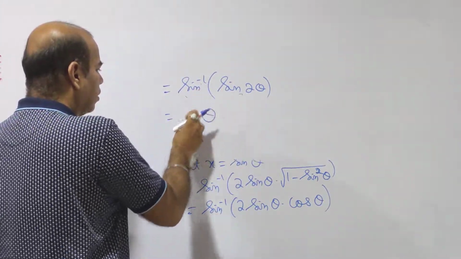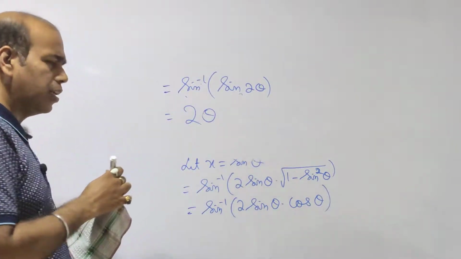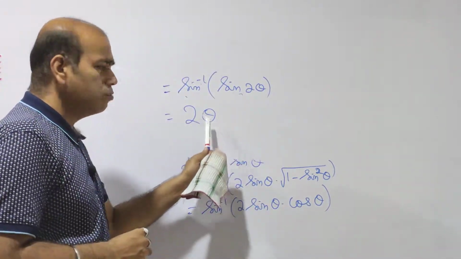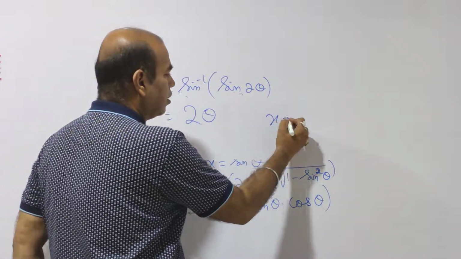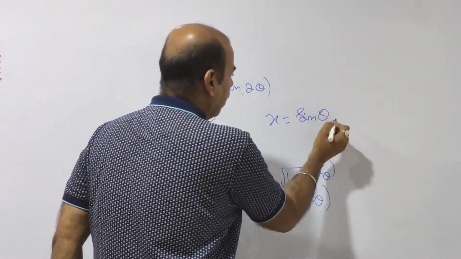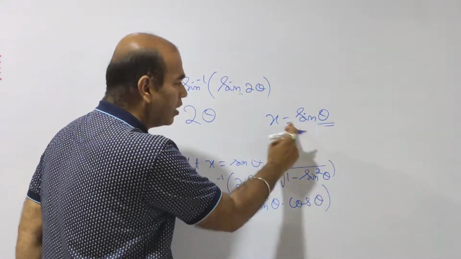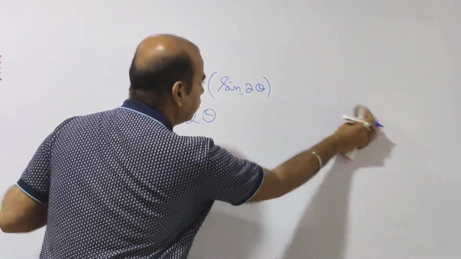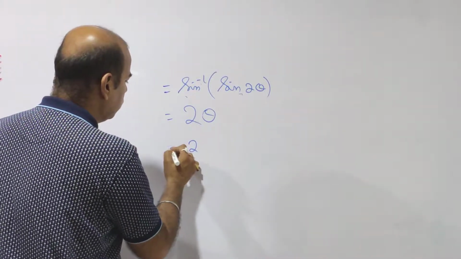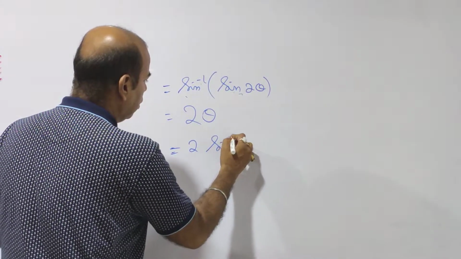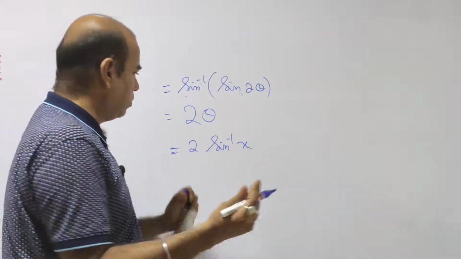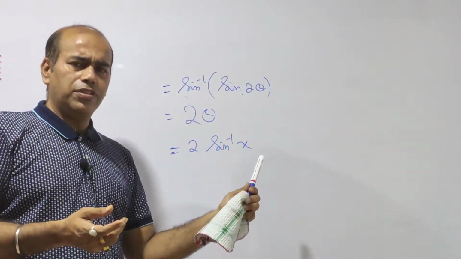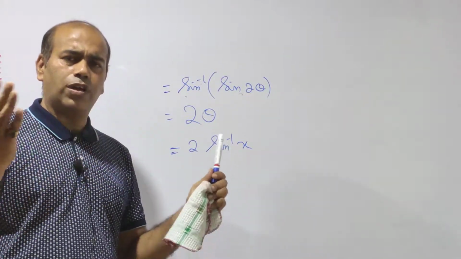But as I have taken x equal to sine theta, now I got 2 theta. I have taken x equal to sine theta. That means theta is what? Sine inverse x. So this relation I will write as 2 sine inverse x. I suppose it is very easy. And in fact, 2 sine inverse x, I have written as sine inverse 2x root over 1 minus x square.